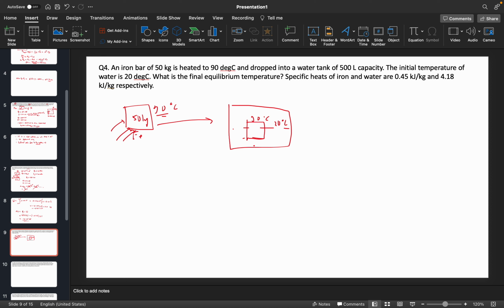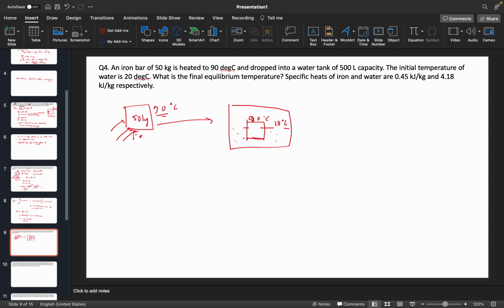What will happen? Heat transfer takes place. We know from the laws of thermodynamics that bodies try to come into an equilibrium state. So in the equilibrium state, these two will have the same temperature. The iron bar will lose heat, and whatever heat is lost by the iron bar will be gained by the water.